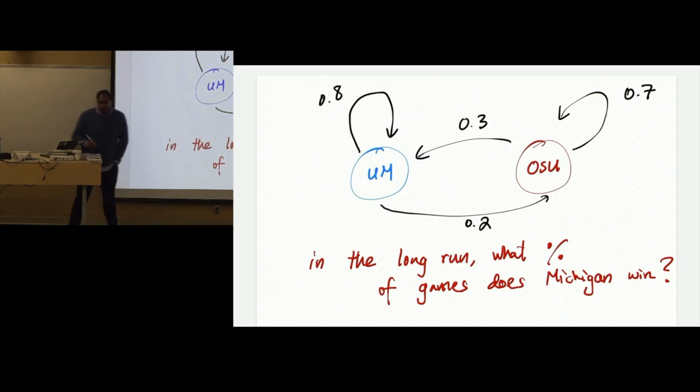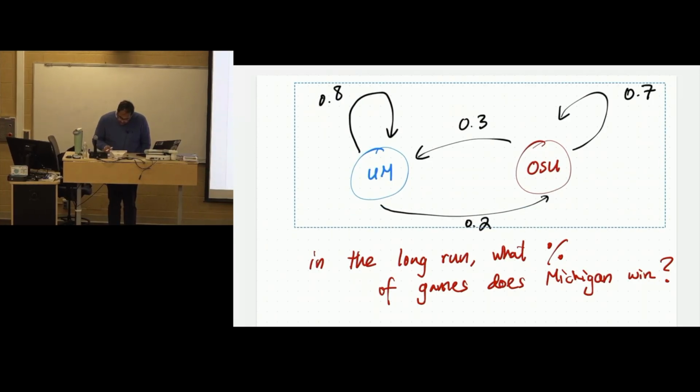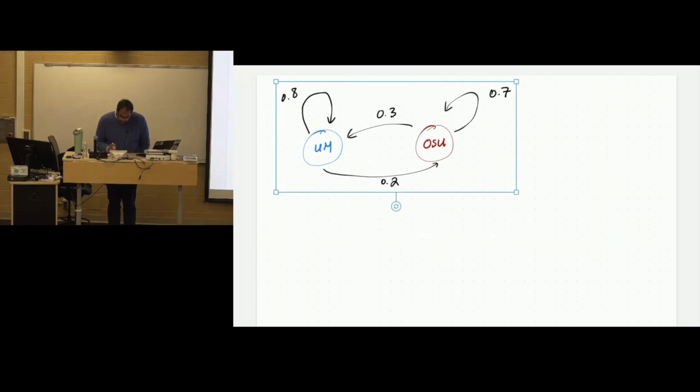Okay, what I'm going to do is take this graph and turn it into what I'll call an adjacency matrix, A.